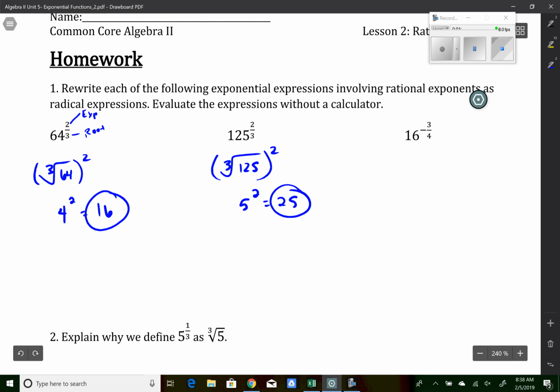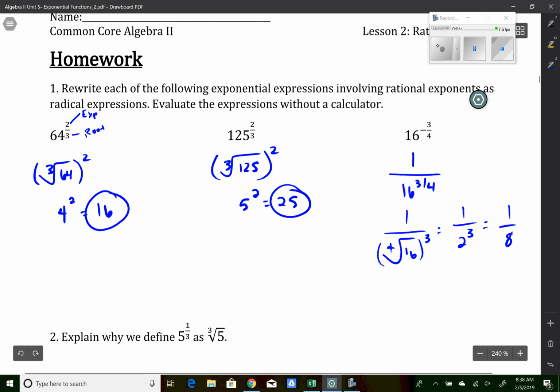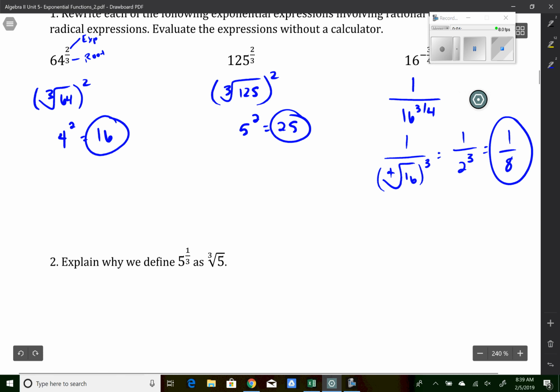The third one deals with the negative exponents. As soon as I see a negative exponent, I'm going to rewrite this expression as its reciprocal and make the exponent positive. Then I could deal with the denominator there. So I have the 4th root of 16 all to the 3rd power. Well, the 4th root of 16 is just 2. So that becomes 2 to the 3rd power, which becomes 1/8. Not too bad. Again, you can check all of these right in the calculator because they're numbers, no variables.